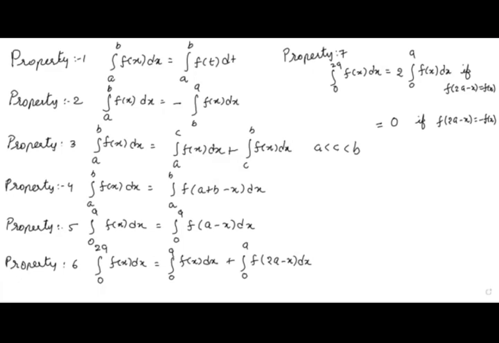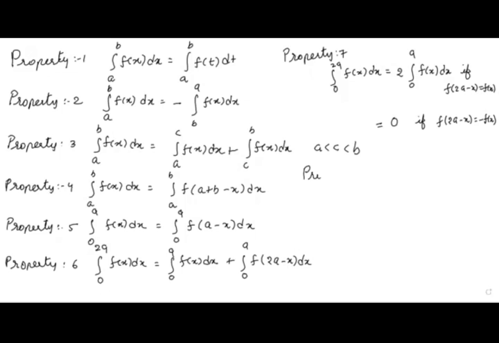So if you get the value of f of 2a minus x as f of x only, then you can write 0 to 2a integration f of x dx as 2 times 0 to a f of x dx. And if you get f of 2a minus x as minus f of x, then the integration will be 0.